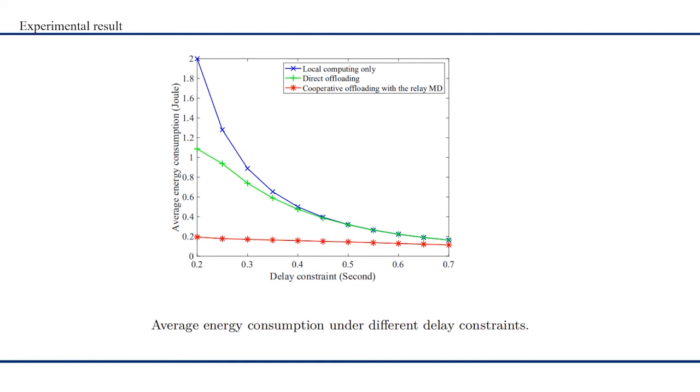When the delay constraint T equals 0.45 seconds, the energy consumption of the benchmark schemes gradually becomes the same because the time constraint becomes loose, especially when T equals 0.7 seconds. The energy consumption of the three schemes differs little, which suggests that our proposed scheme is quite suitable for conditions of strict delay constraint.